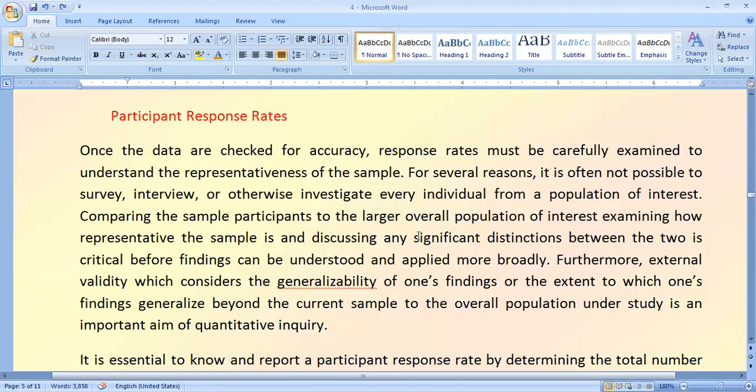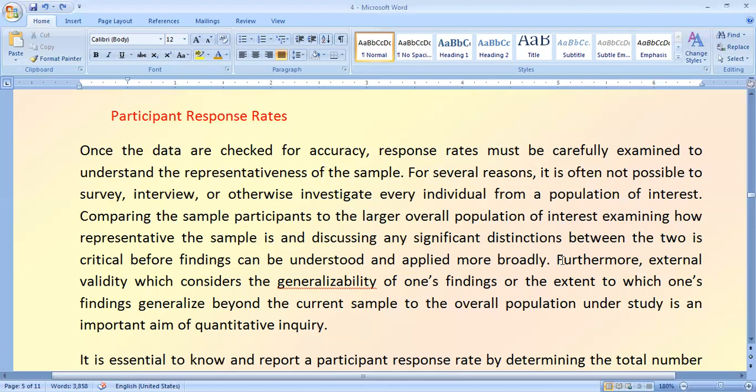Participant response rates. Once the data are checked for accuracy, response rate must be carefully examined to understand the representativeness of the sample. For several reasons, it is often not possible to survey, interview, or otherwise investigate every individual in a population of interest. Comparing the sample participants to the larger overall population of interest, and examining how representative the sample is, is critical. Any significant distinction between the two must be considered before findings can be understood and applied more broadly.